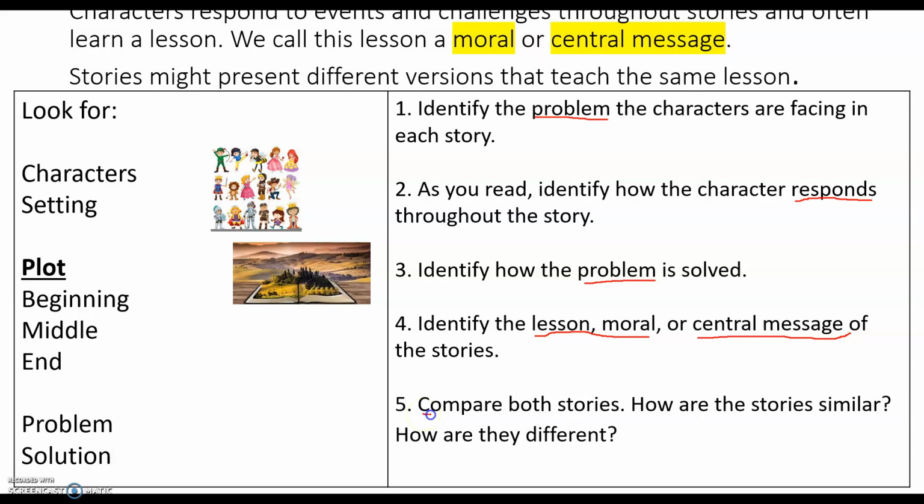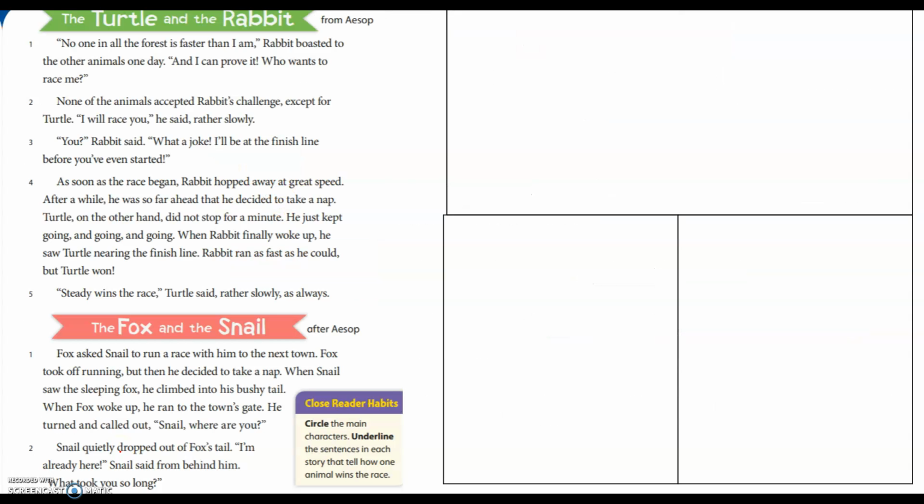Once we've done all of that, now it's time to compare the stories. So we'll look at how the characters, the setting, the beginning, middle, and end, or the problem and solution, and even that lesson are the same or different. So we're going to read The Turtle and the Rabbit and The Fox and the Snail, and we're going to identify some of the similarities and differences together.